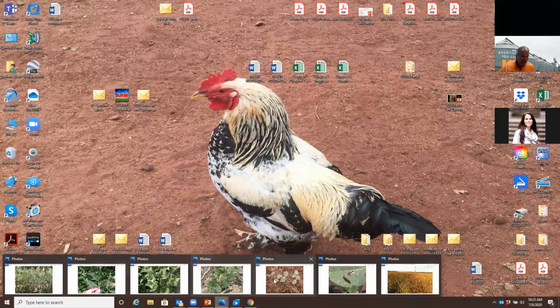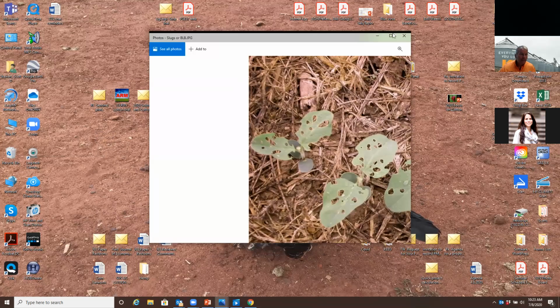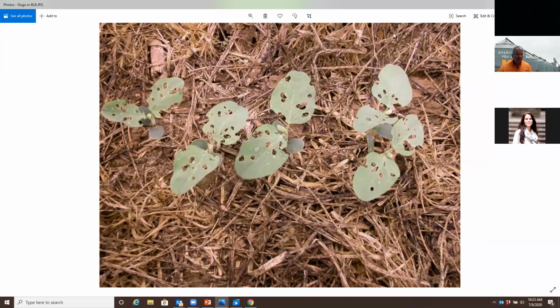This is a different example that also looks a lot like bean leaf beetle feeding. In fact, a little bit of it may be bean leaf beetle feeding. Waiting for my share screen to catch up. But that actually is predominantly slug feeding. So not everything's always going to be obvious when you look at it.